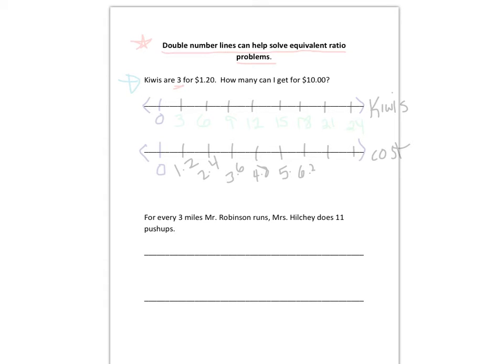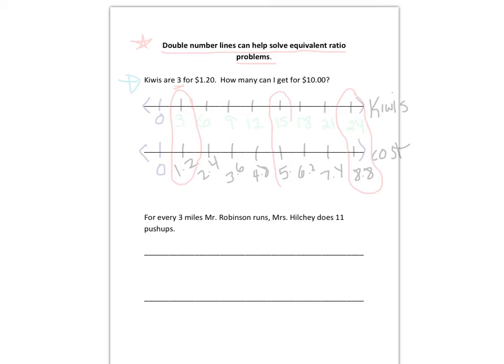7.2, 8.4, 9.6. Oops, I need one more, but I have enough information to solve my problem. So I know each one of these pairs, 3 for $1.20 and 24 for $9.60, is an equivalent ratio.